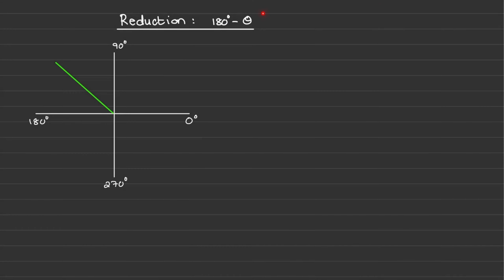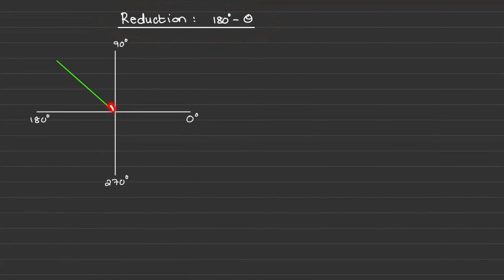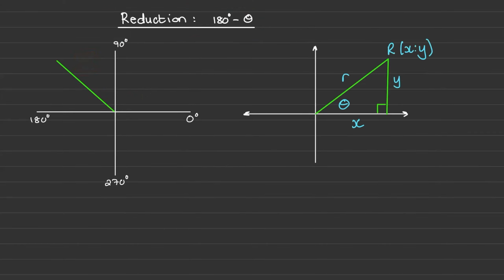Let's focus on the reductions for 180 degrees minus theta. That is for an angle formed between 90 and 180 degrees, so in the second quadrant. But before we can move on to explain the reduction formula that takes place in the second quadrant, let us quickly revise what we already know about the trig ratios.